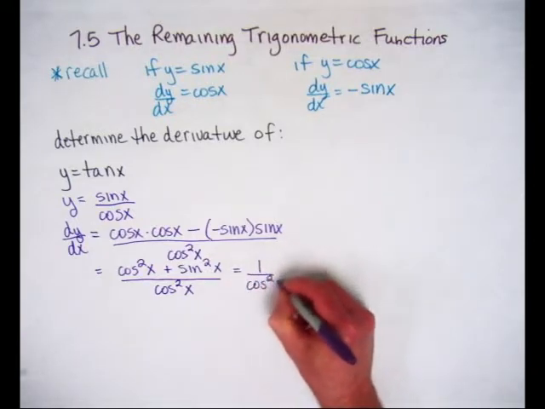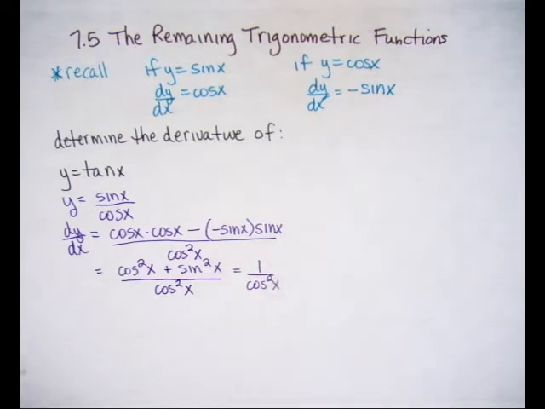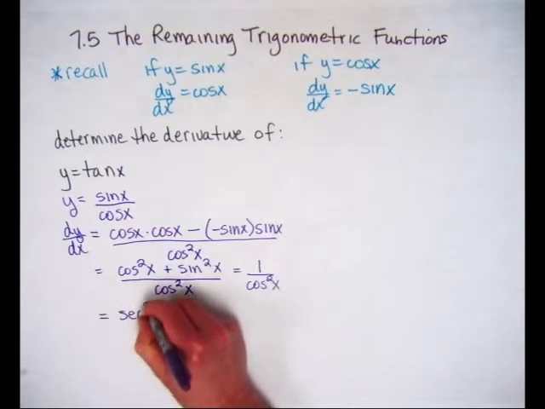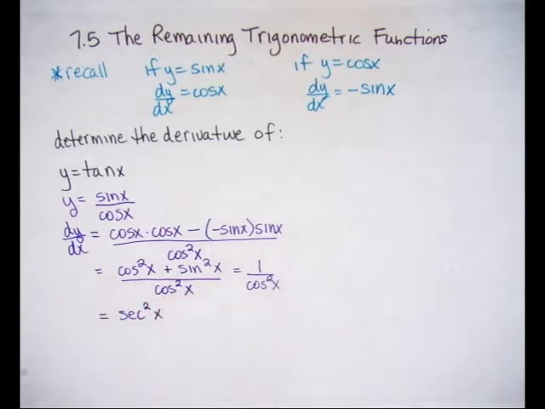So all of a sudden, things are getting quite simple. We now have 1 over cos squared. But I just do not have that fraction, so 1 over cos is also an identity. It's secant. So what we can do is write this as secant squared x. And that's how we take the derivative of tan.